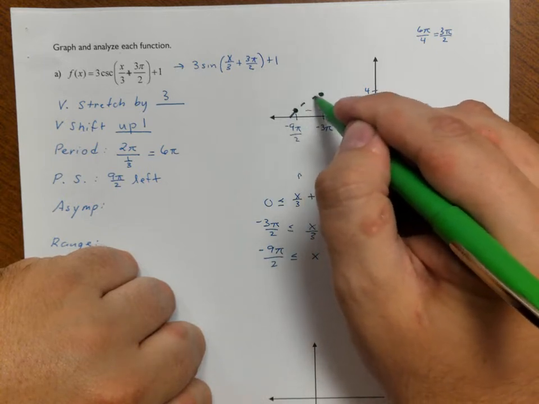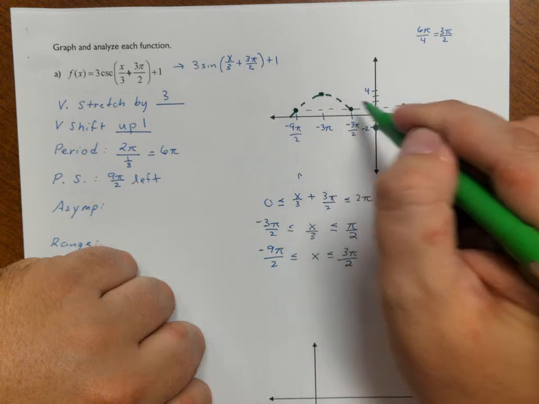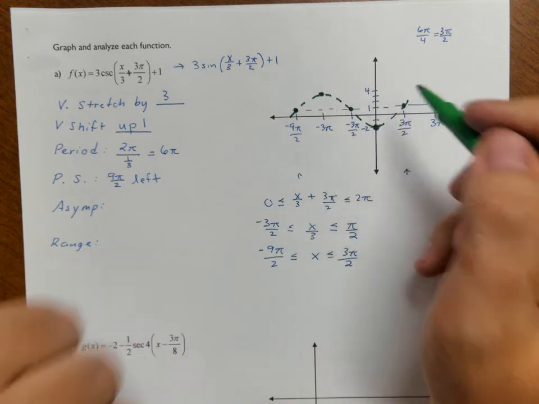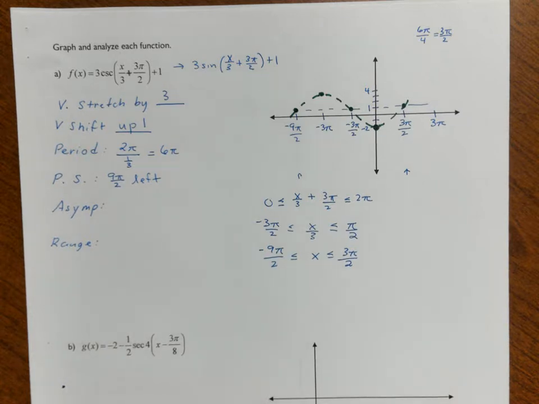Now I'm going to put a dashed curve through this because here's the deal. These points don't actually represent my cosecant, which is what I'm trying to graph. They represent my sine function. So what I want to know is how to take these points, the points of this sine curve, and create a cosecant function.